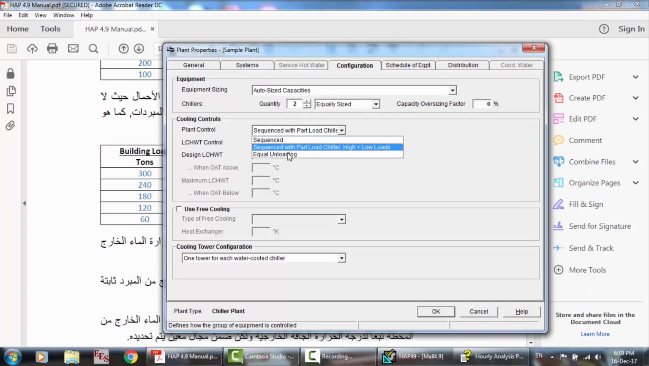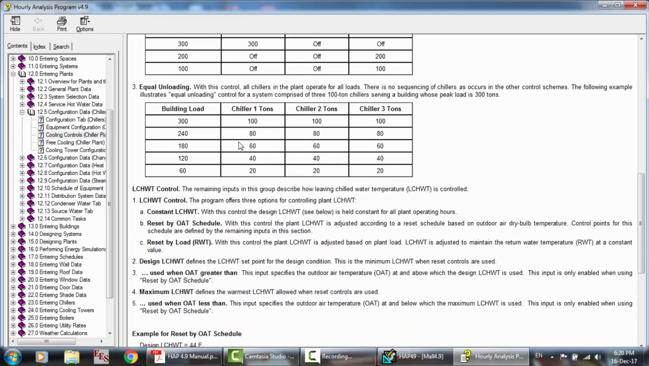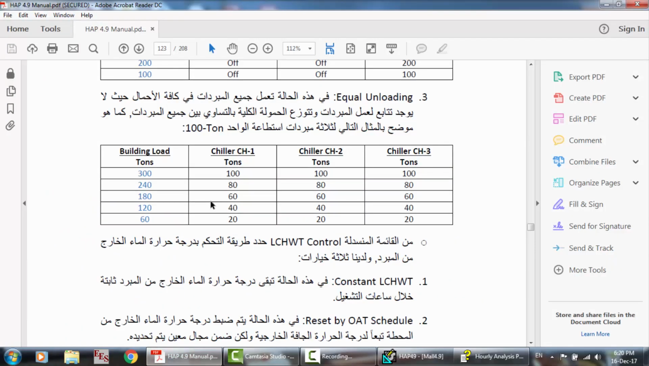For the unequal unloading, with this control, all the chillers in the plant operate for all loads. There is no sequencing of chillers as occurs in the other control schemes. Exactly like this. So we have here 300 tons. All of them will use 100, 100, 100. 240, it will be 80, 80, 80, and 60, 60, 60. If there are 60, it will be 20, 20, 20.